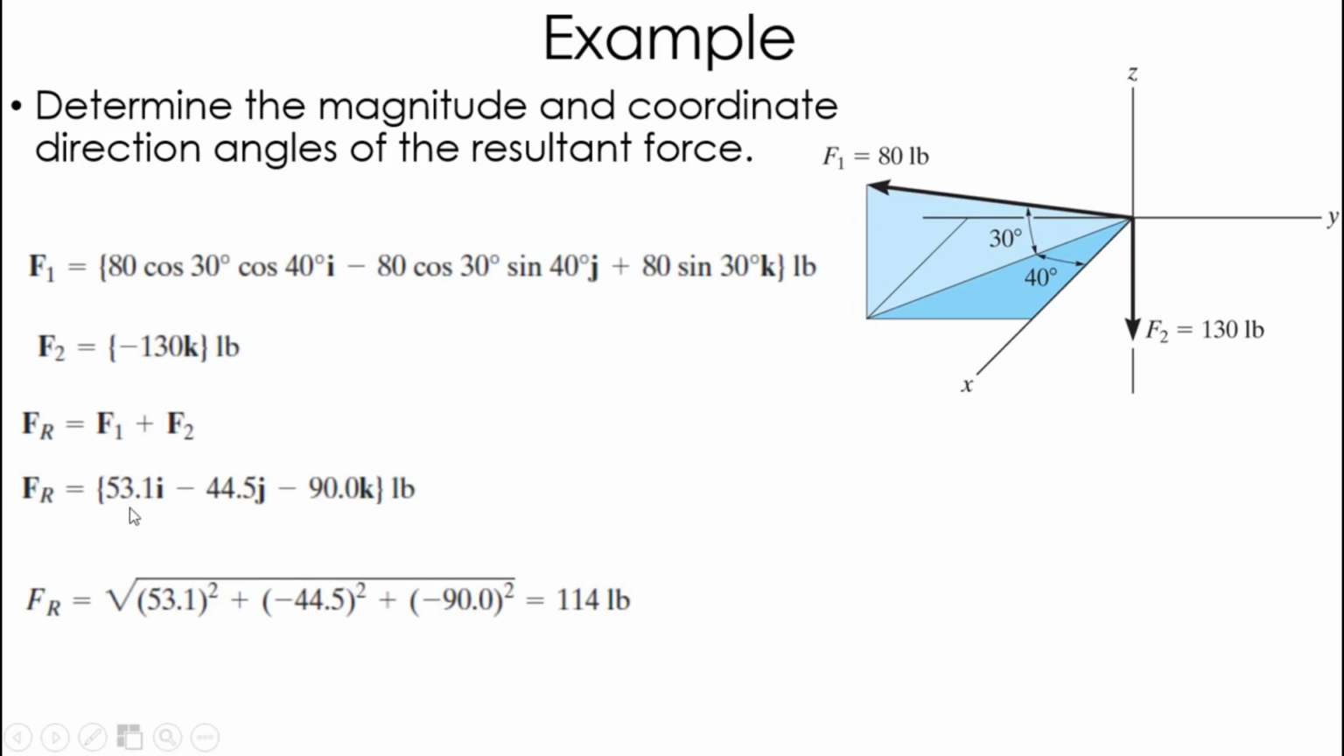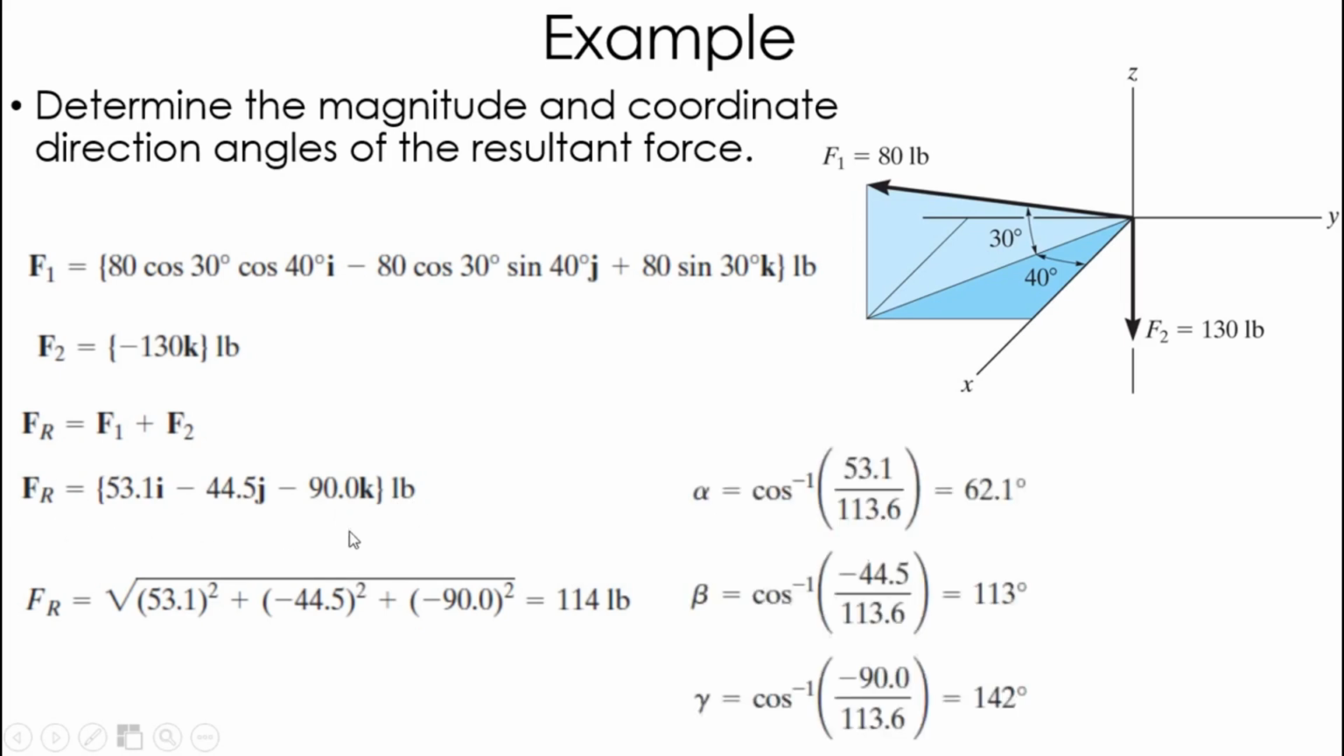Okay. Again, I prefer this sort of writing. This gives me a better idea of what direction things are going in. But if I do want to find those coordinate direction angles, I just use those equations we talked about in the lecture. Alpha, beta, gamma is just going to be the inverse cosine of Ax over A, Ay over A, and Az over A. So I get the 53.1, negative 44.5, negative 90. Plugging those into your calculator, I get these angles.